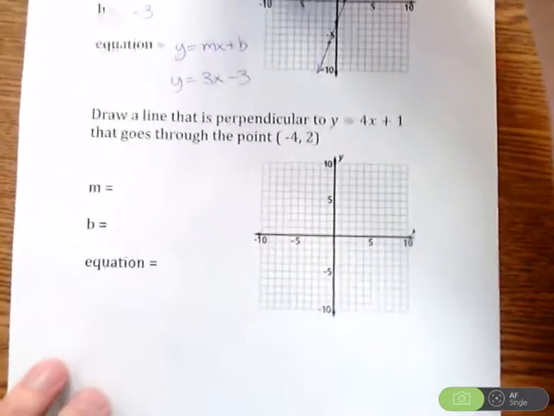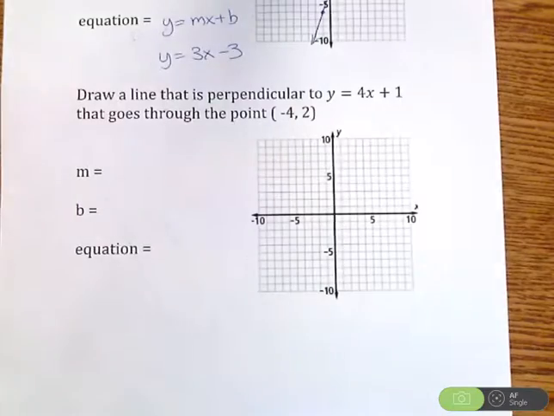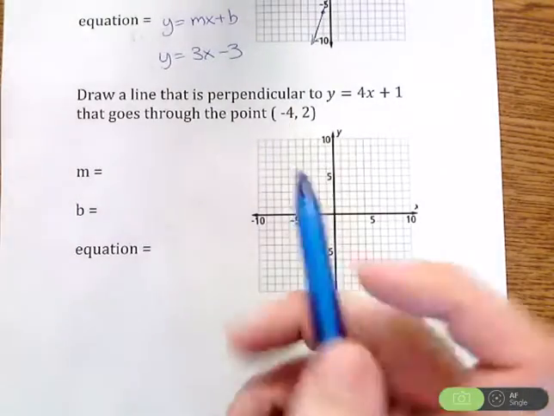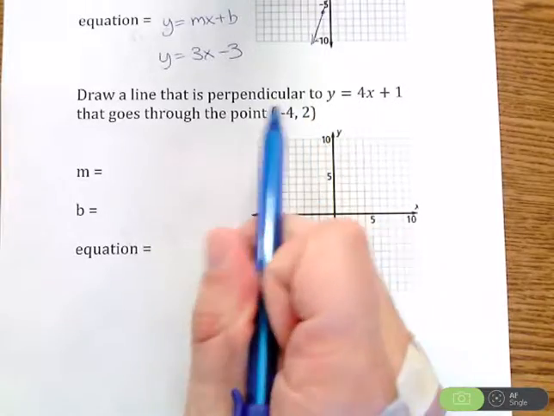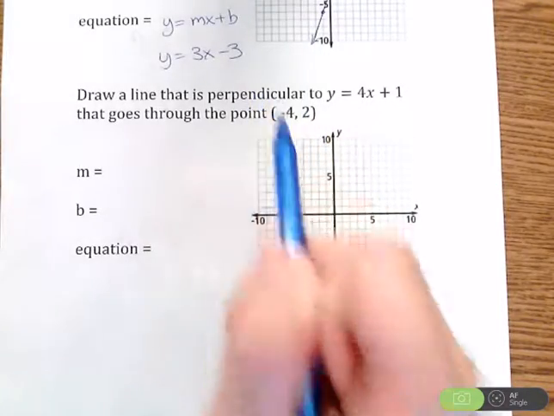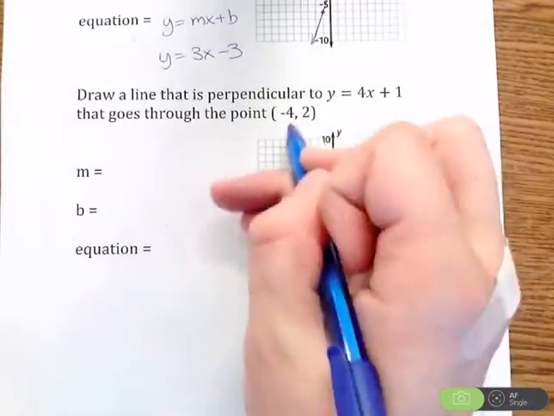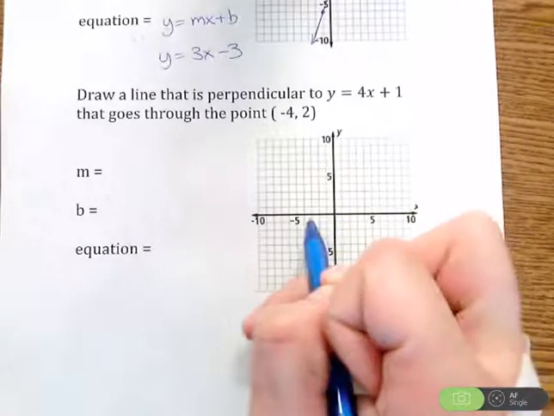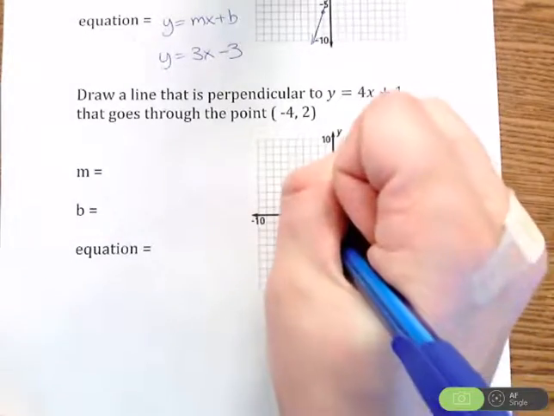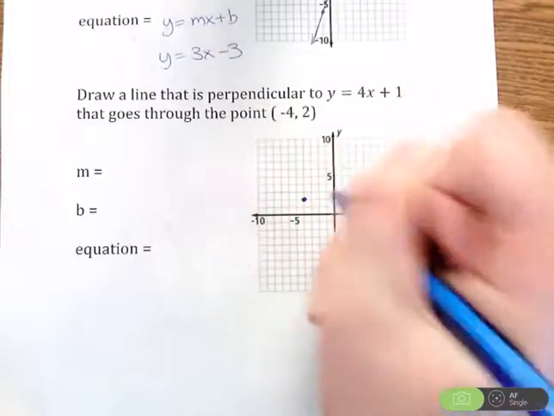One more problem for us here. Draw a line that is perpendicular to y equals 4x plus 1 through the point negative 4, 2. So I'm going to need to use this idea of perpendicular. We might be able to use that. So negative 4, 2, left 4, up 2. So we're through this point.